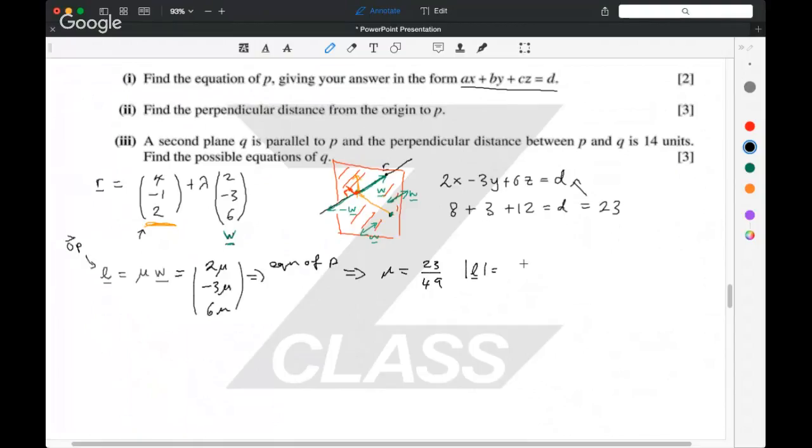So in order to solve the question, we just need the length of that. Well, that's going to be equal to x squared plus y squared plus z squared, by Pythagoras. And if we plug in this mu and the components that we got, so basically plug the mu in here and work this all out, we get 23 over 7. So that is the perpendicular distance from the origin to the plane.